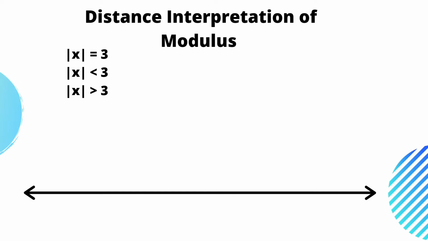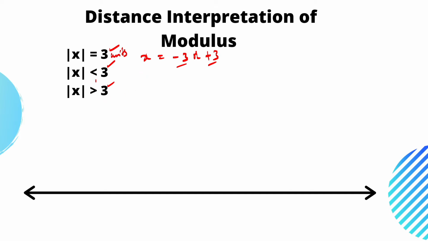Now, what is the distance interpretation of modulus? For instance, modulus of x is equal to 3. We have 3 cases. Modulus of x equal to 3, less than 3 and greater than 3. If modulus of x is equal to 3 units, right? 3 units, x can be minus 3, it can also be plus 3, because modulus of x takes only the absolute value, so it can be minus 3 as well as plus 3.